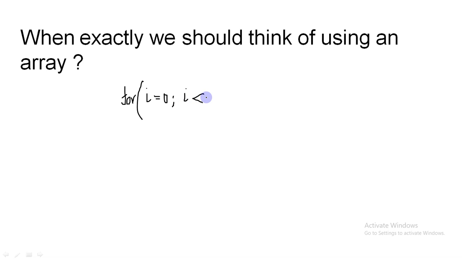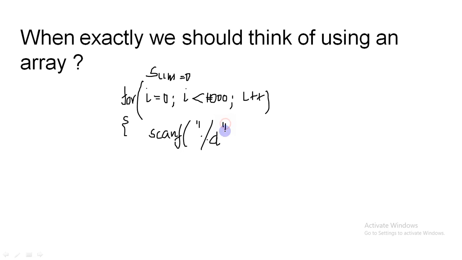It is I less than 1000, and I plus plus. This is done. Now sum is initialized to 0. So we will scan the marks of the first student. Marks, being an integer, will be declared as an integer variable: percentage d, ampersand of marks I.